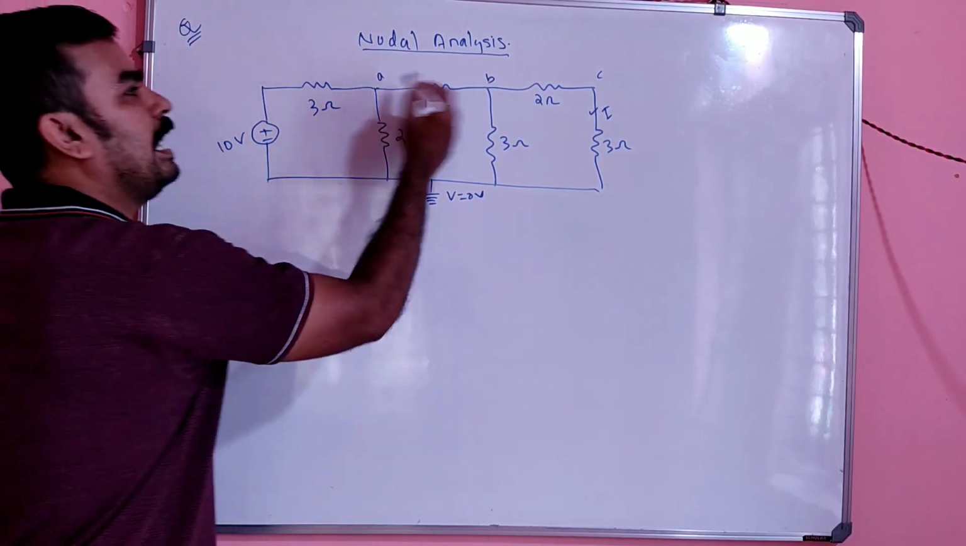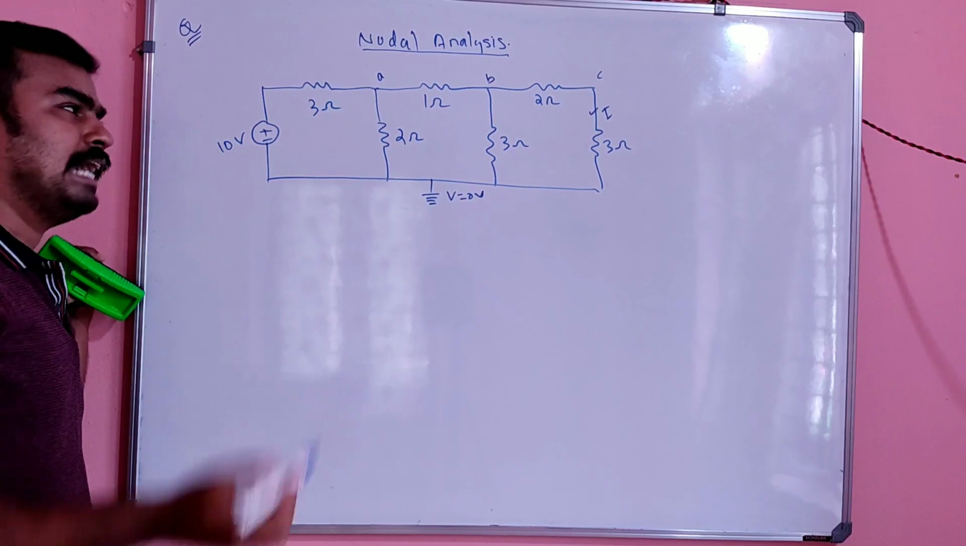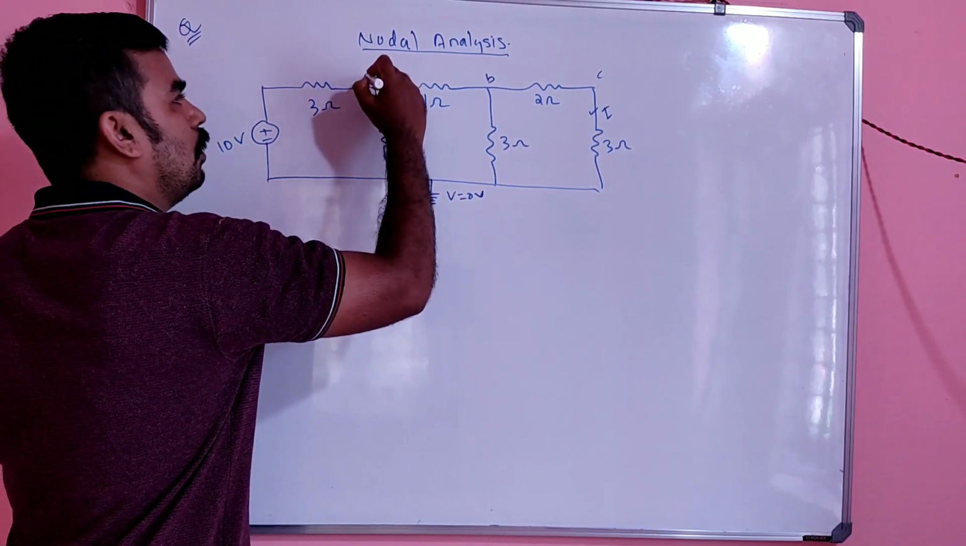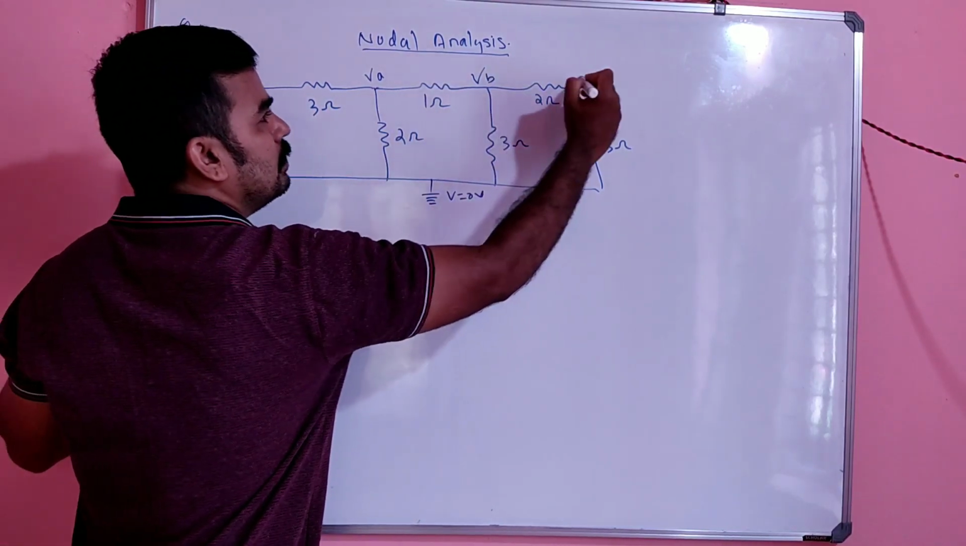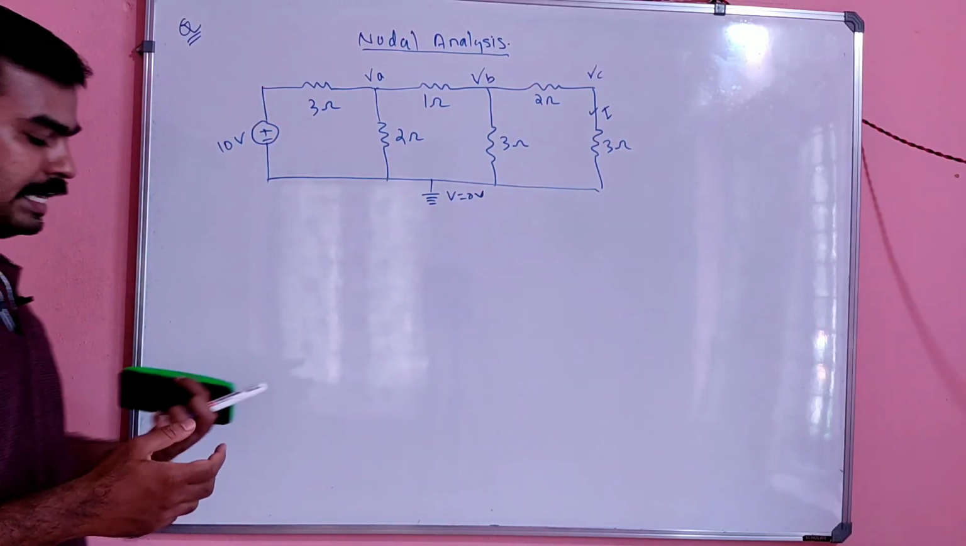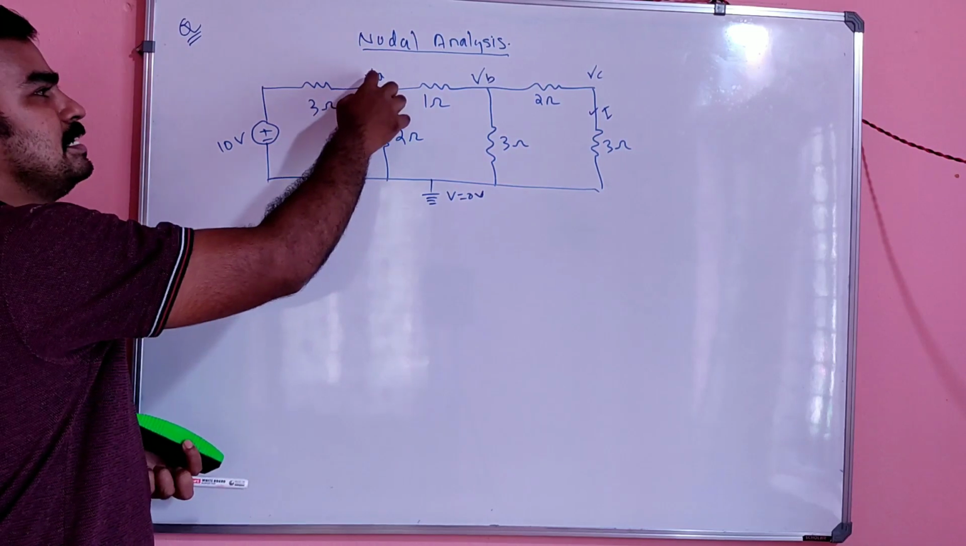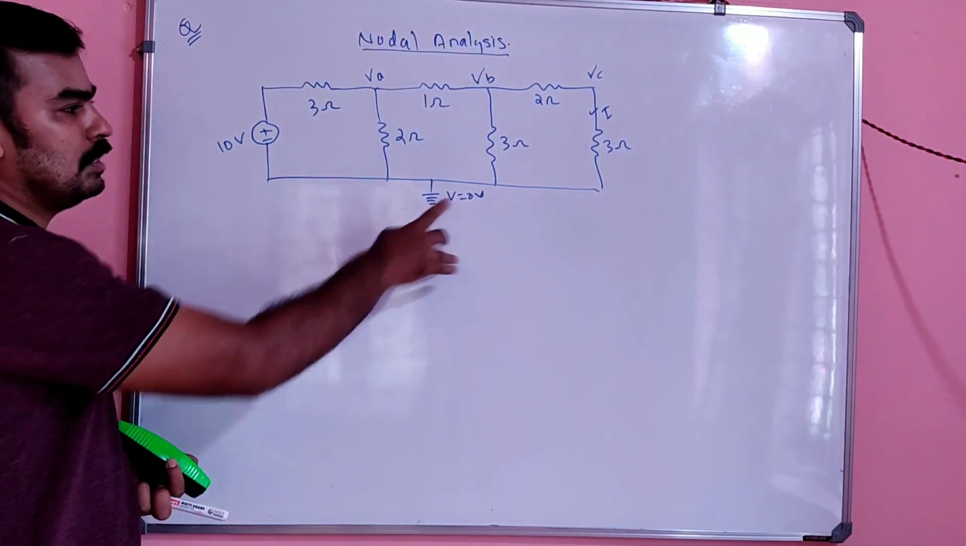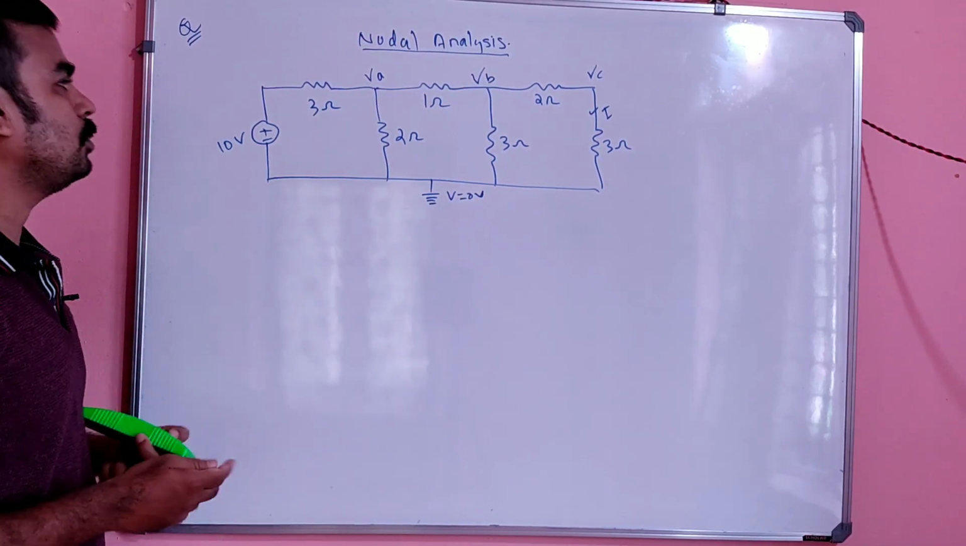Okay, so A, B, C are three nodes, and let's assume the voltages of each node as VA, VB and VC. So next step is what? Let's assume the voltages at those nodes are VA, VB and VC, and the reference voltage V is equal to 0.